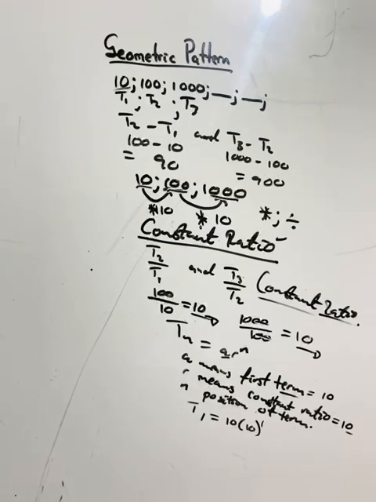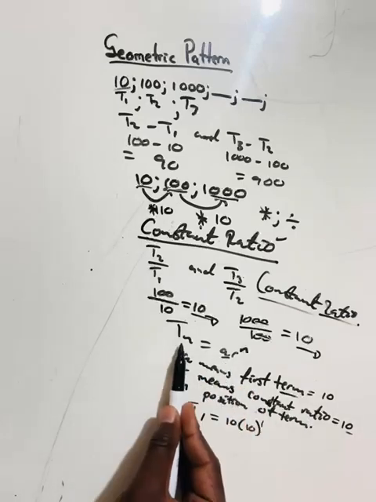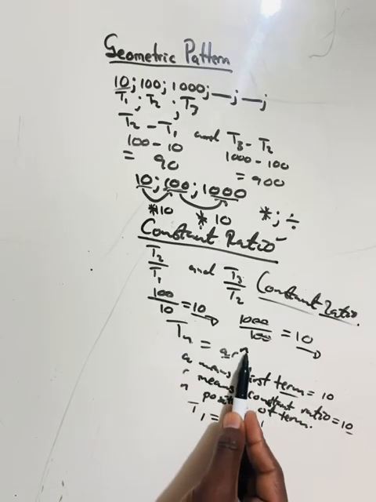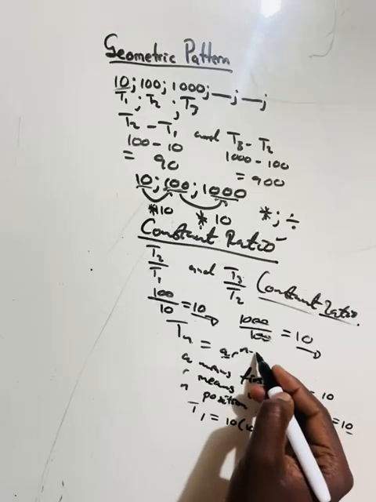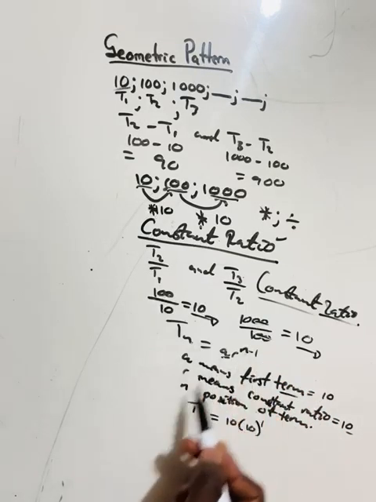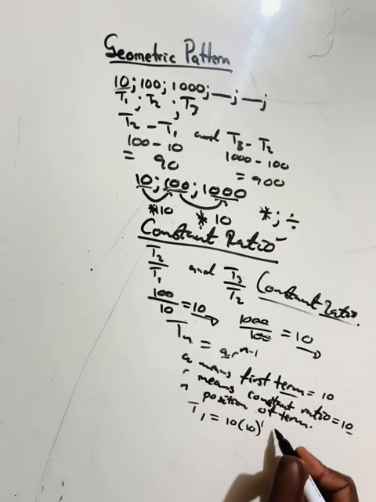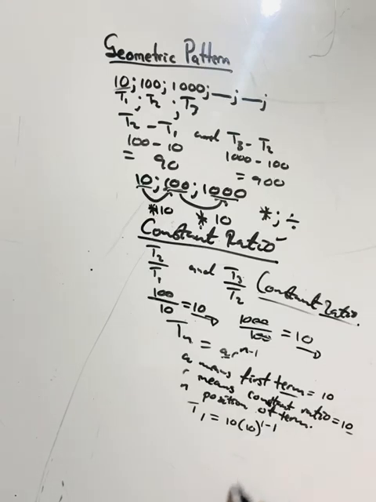I made the mistake. Did I make a mistake? Yes, I made a mistake. In the formula, I'm supposed to say Tn is equal to AR to the power n minus 1, minus 1. This is the formula. So here, I must come here and say minus 1.